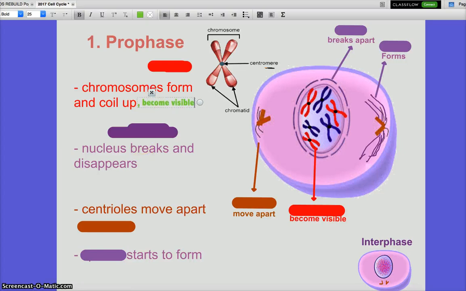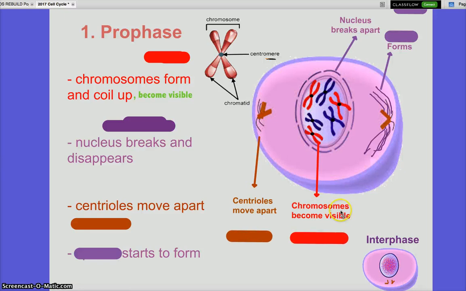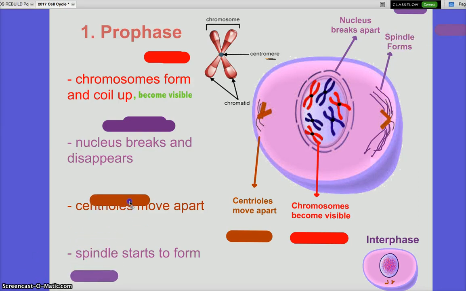And what forms? So we've got, nucleus breaks apart, centrioles move apart, chromosomes become visible. It was here all along. And then what do we know this is? Anybody know what these little spaghetti looking lines are? No, it comes out of it though. It's called a spindle. The spindle forms and it comes out of the centrioles, okay?